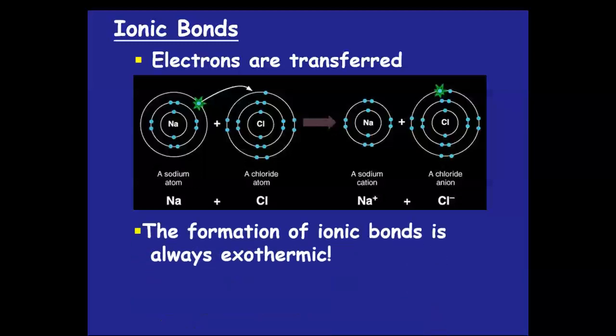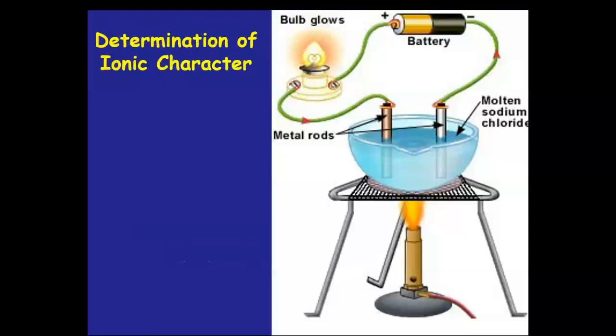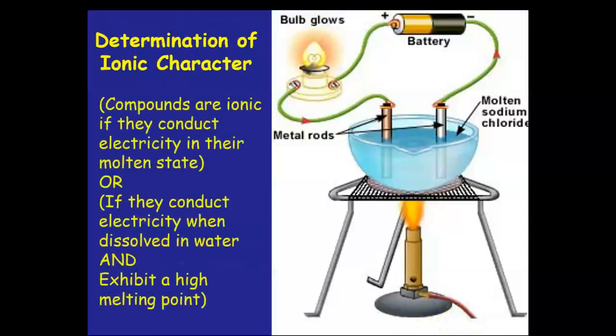Formation of ionic bonds, then, always involves an expulsion of energy. It's exothermic, we say. To determine the ionic character of a compound, we can do one of two things. Compounds are ionic if you melt them and they conduct electricity, as you see here in this diagram. That happens at well over 1,000 degrees Celsius. It's a lot easier just to dissolve them in water and see if they conduct electricity there with a conductivity probe. And if they also, in the solid state, exhibit a high melting point, then you know that they are ionic.